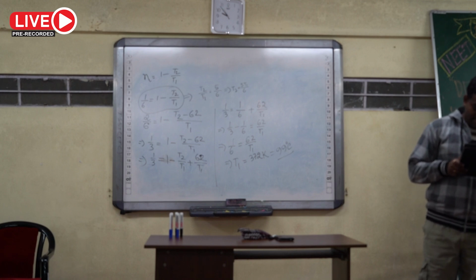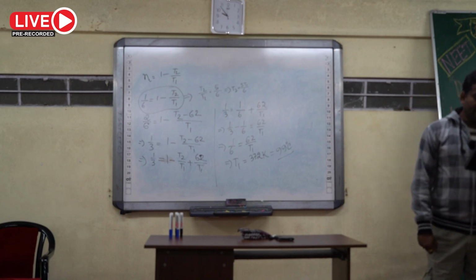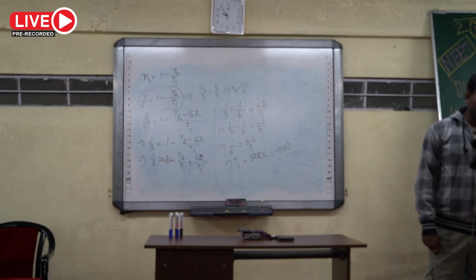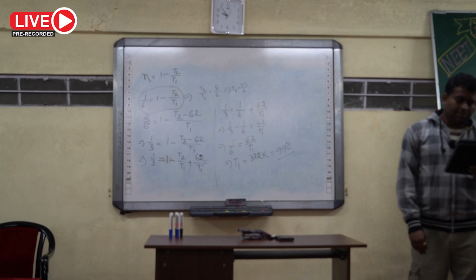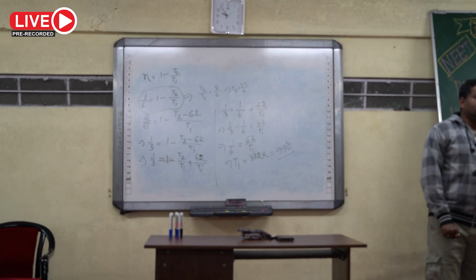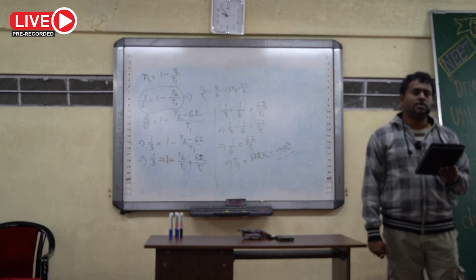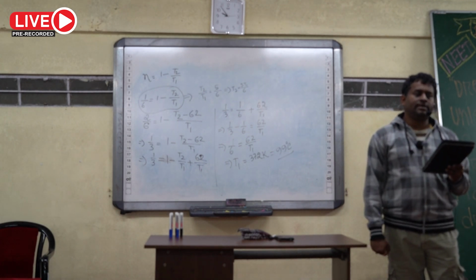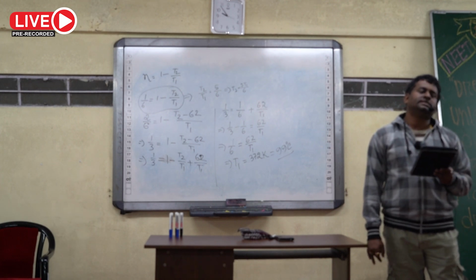The options: option A 275 Kelvin, option B 325 Kelvin, option C 250 Kelvin, option D 380 Kelvin.